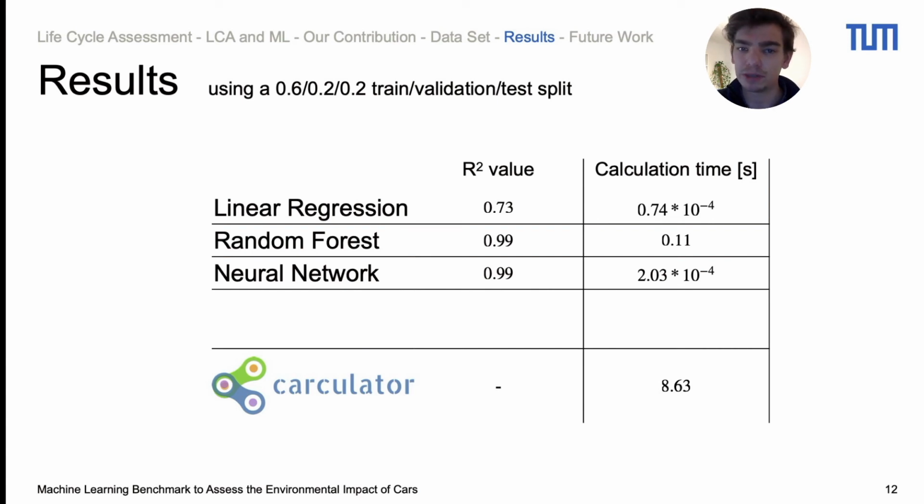The models we analyzed are linear regression as a very basic baseline model, a random forest containing 100 trees, and a 2-layer neural network with 600 nodes in the hidden layer. And as you can see, the results for both the random forest and the neural network look excellent. It gets interesting when you look at the calculation time.